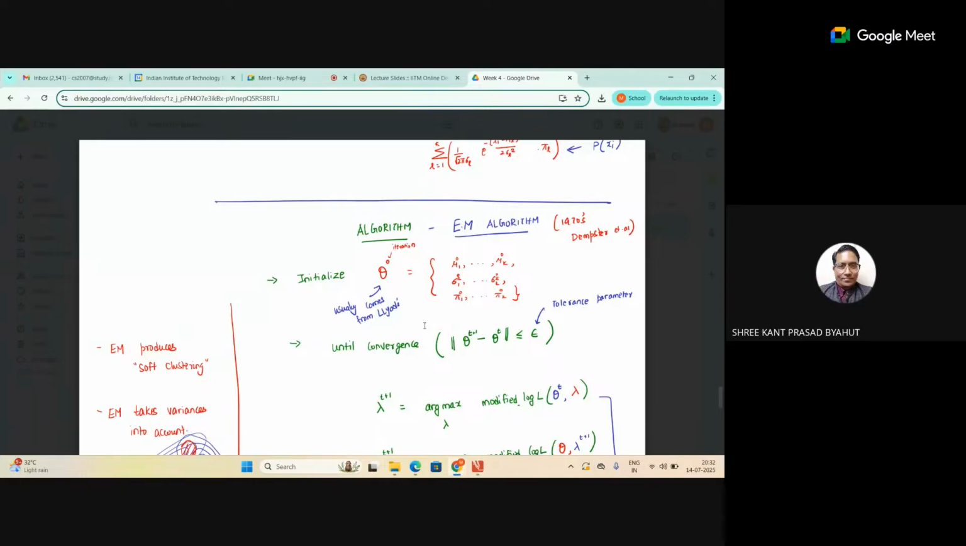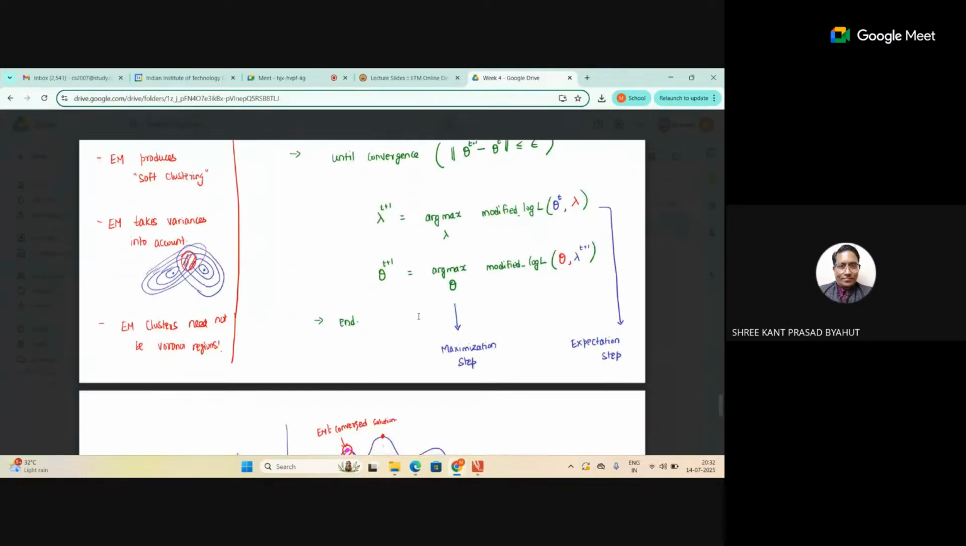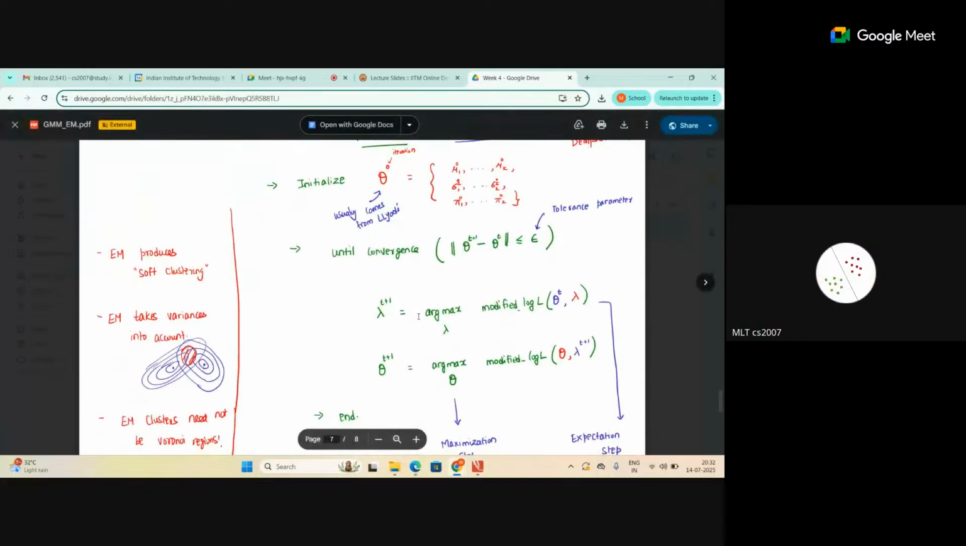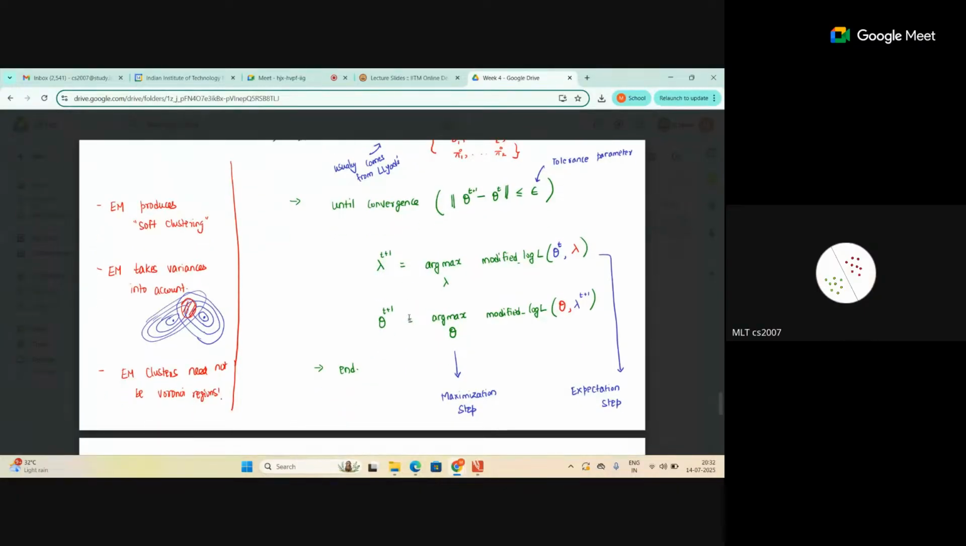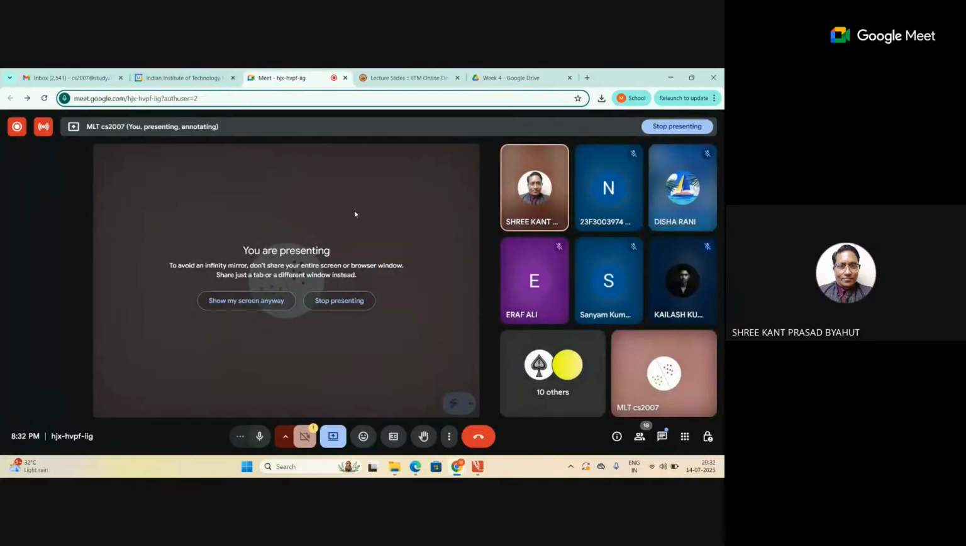This algorithm converges to a local optimum. No algorithm actually guarantees that it will give you the optimal clusters. But we are not worried about optimal clusters. The question was also there regarding that, I don't think it was there. One question was there.